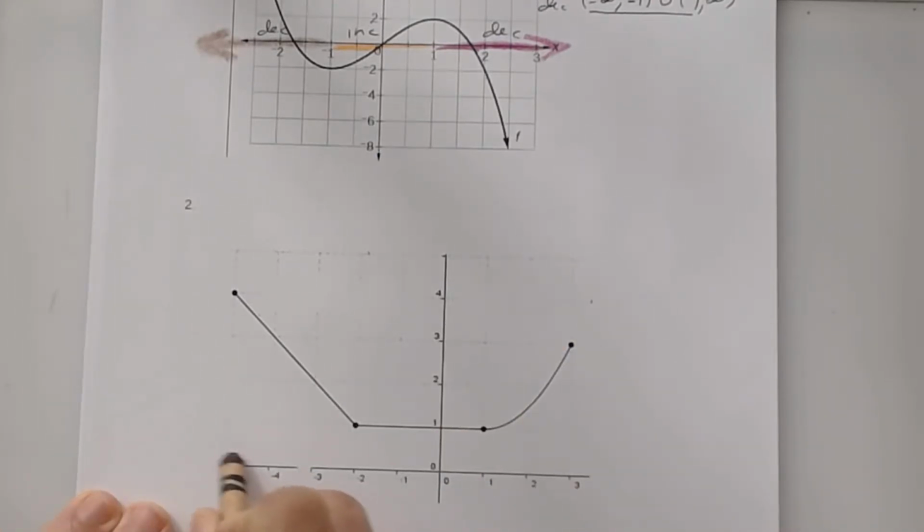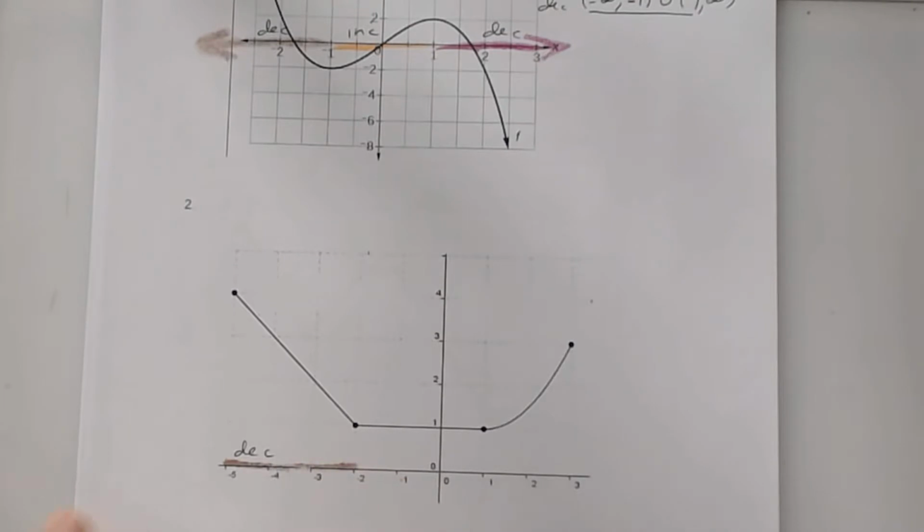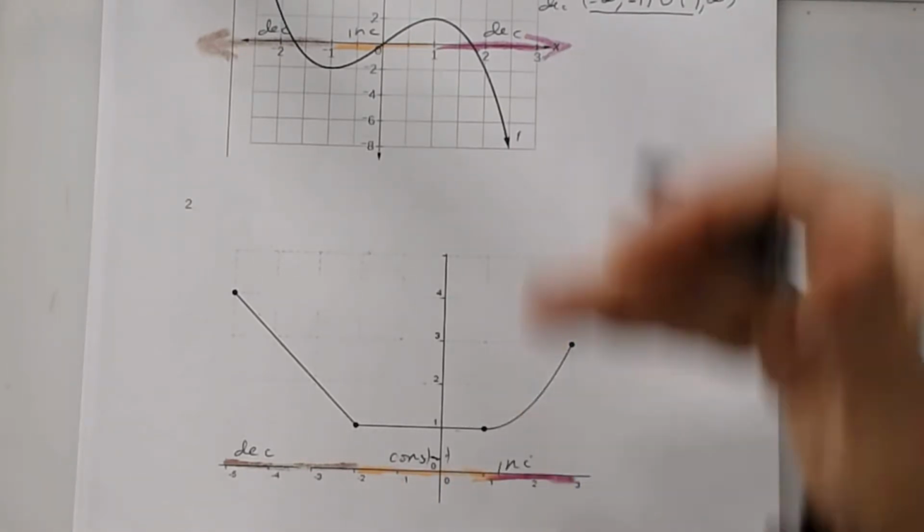So from -5 to what? -2. What are my y values doing? Decreasing. Change the color, from -2 to what? 1. What are my y values doing? They're constant. In fact, you can see that my y value is always going to be a what right here? A 1. And then from 1 to what? 3. What are your y values doing? Increasing. And then all you do now is just answer the question.